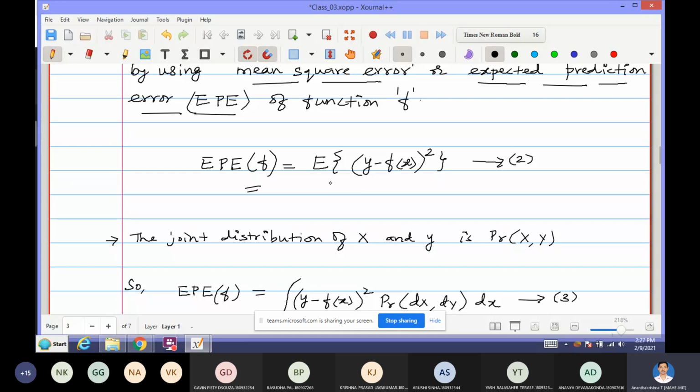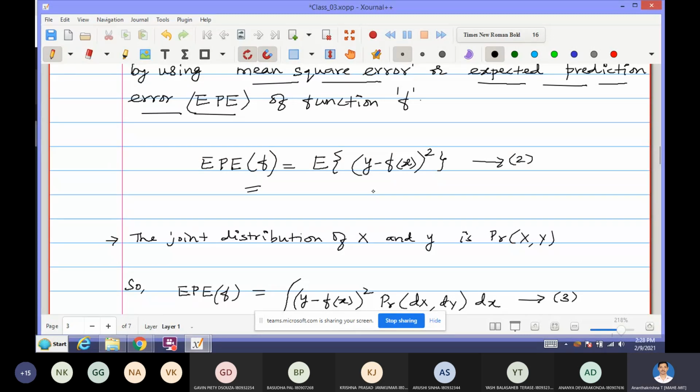Expectation has come from the fact that these variables are random variables, right? The input, as I already mentioned, is represented by a set of random variables. So if you want to evaluate this, we require knowledge of the underlying distribution, because we have an expectation here. As per the definition of expectation, it is the integration of this with respect to the underlying distribution. So the distribution we need to know, right?